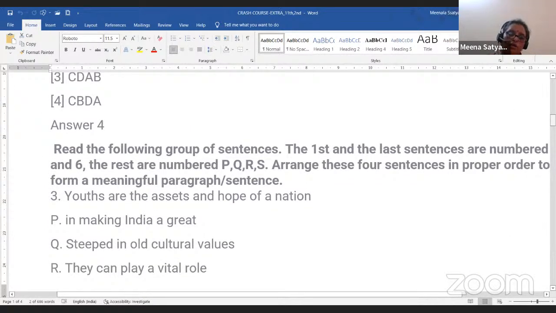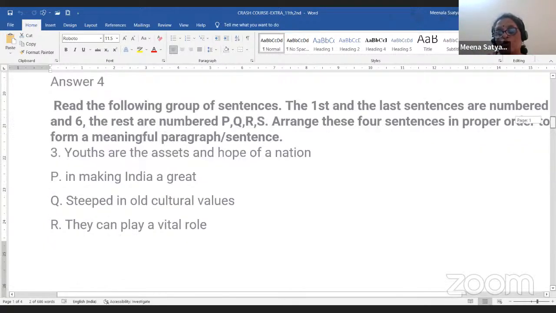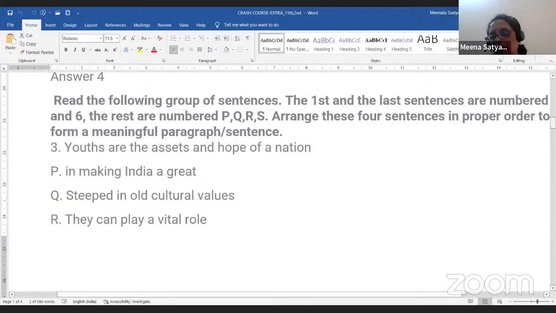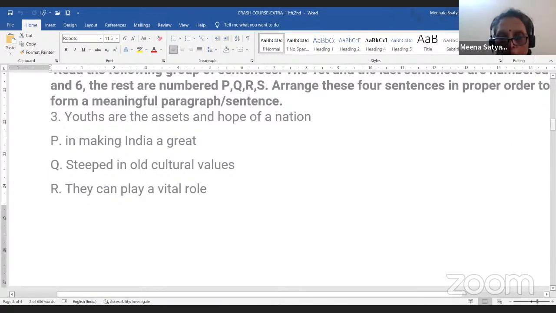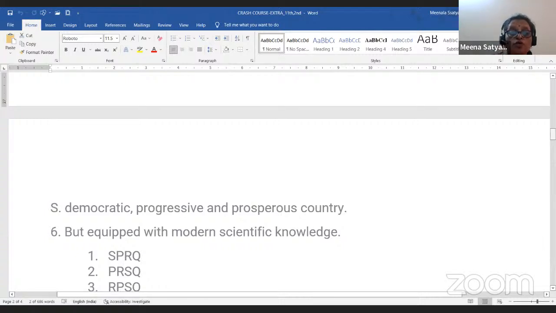Now, here's another one. Sometimes you may get this. Be ready for the para jumbles of any type. Read the following groups of sentences. The first and the last are numbered 1 and 6. The rest are numbered PQRS. Arrange these 4 sentences in proper order to form a meaningful paragraph. You're very lucky here, you're being given 1: Youth are the assets and hope of a nation. Next, PQRS should be arranged, but 6, equipped with modern scientific knowledge, is already given. P: in making India a great, Q: steeped in old cultural values. R: They can play a vital role, S: democratic, progressive, and prosperous country.